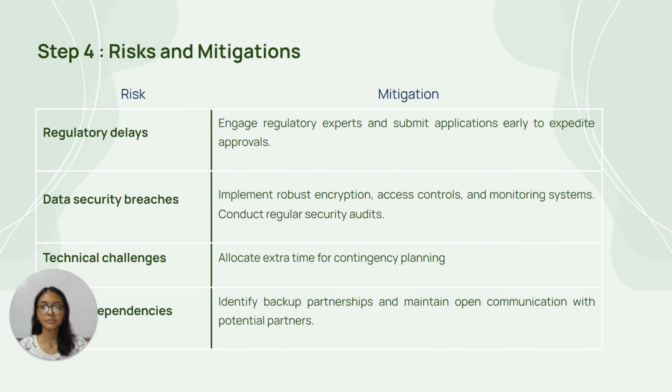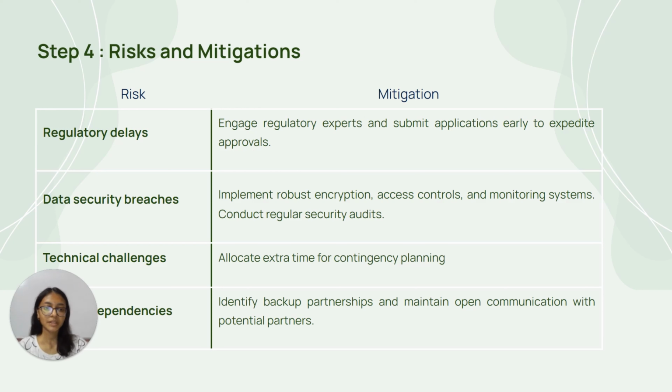Moving on to step number 4, that is risks and mitigations. A critical aspect of any project management strategy is identifying and mitigating risks. In our case, the risks can include regulatory delays, as discussed before, which can be mitigated by engaging regulatory experts and submitting applications as early as possible to expedite approvals. Since we are dealing with a lot of healthcare data as well as patient information, there can be data security breaches for which we need to implement robust encryption, access controls, and monitoring systems. We also need to conduct regular security audits.